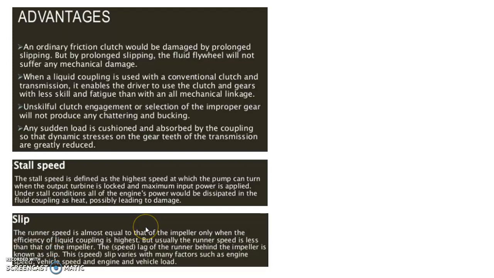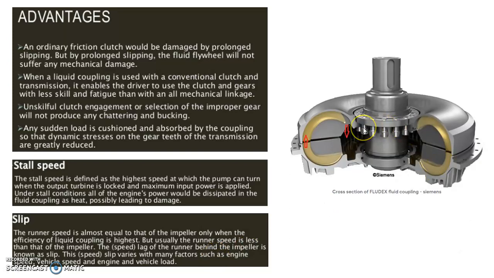Second disadvantage is slip. The runner speed is almost equal to that of the impeller only when the efficiency of the liquid coupling is highest. But usually the runner speed is less than that of the impeller. The speed lag of the runner behind the impeller is known as slip. This slip varies with many factors such as engine speed, vehicle speed, and engine and vehicle load. So this is the actual diagram of a fluid coupling which is made by Siemens.